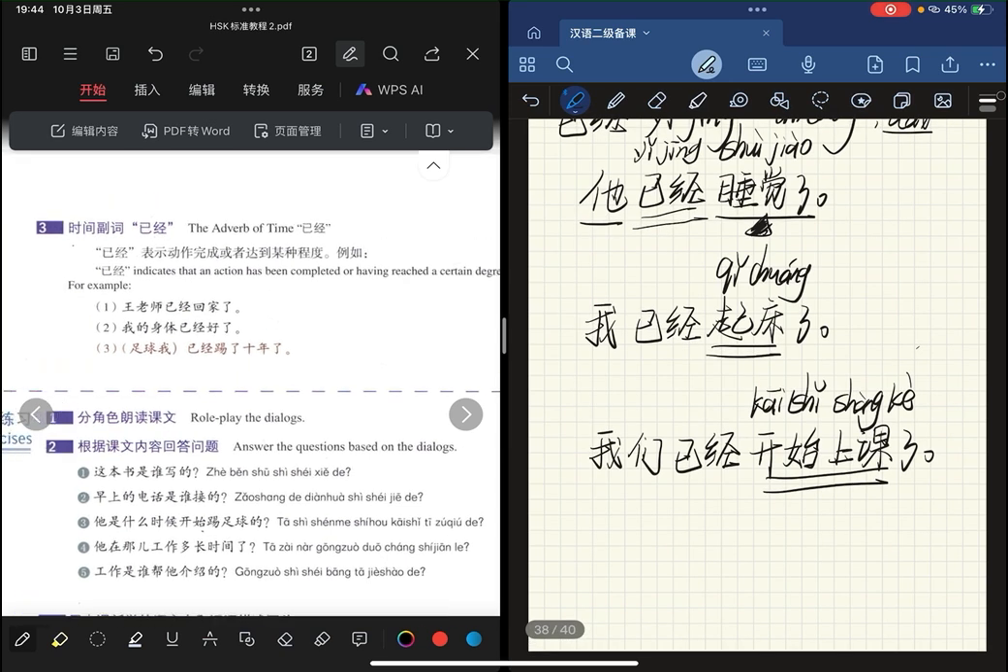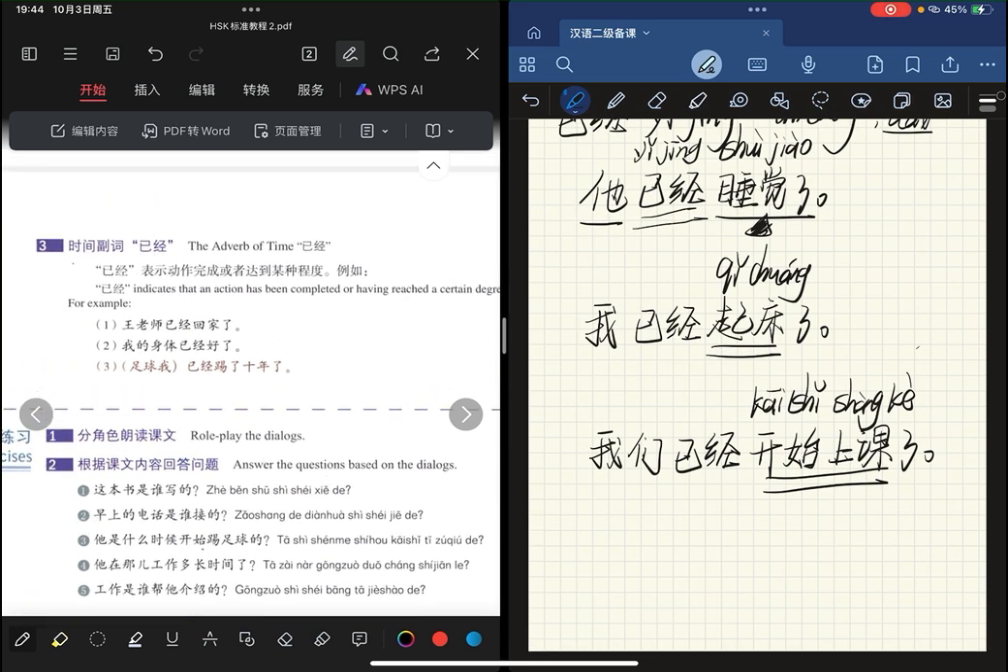Okay, so let's see the example sentence in the text. The first one, 王老师已经回家了。So teacher Wang has already gone home. 回家 is go home.